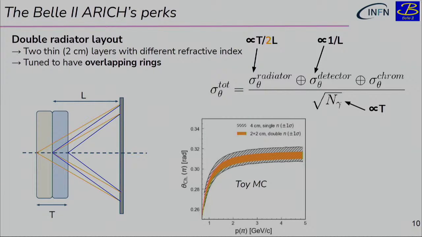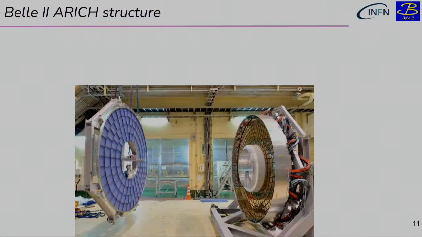And if you do some toy Monte Carlo, indeed, this is what you get as a function of the momentum. The Cherenkov angle has a resolution for a 4-centimeter radiator with single refractive index, which is more or less twice the resolution that you would have with a double radiator. So this idea is, as far as I know, something that was never tried before, and it actually works quite well. It was implemented in ARICH in this way.